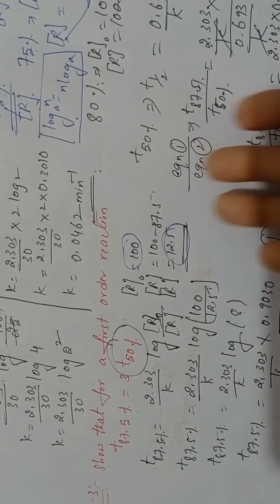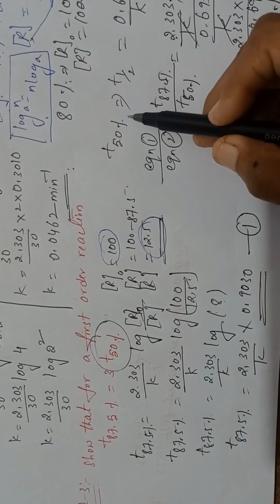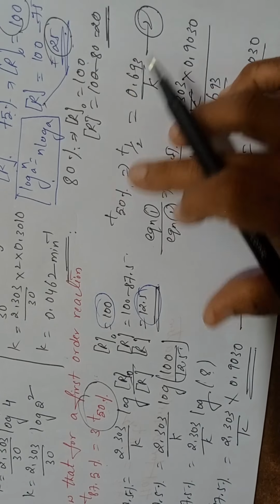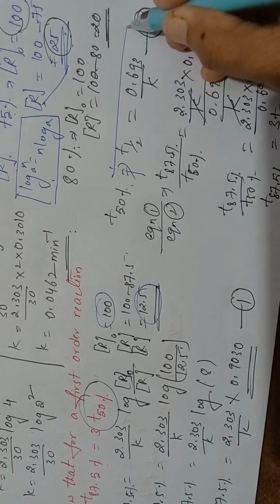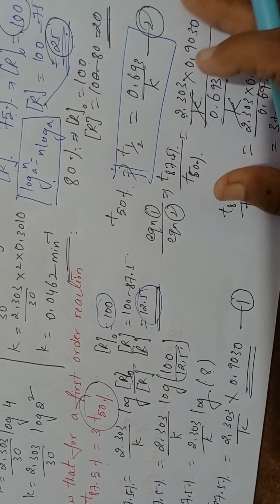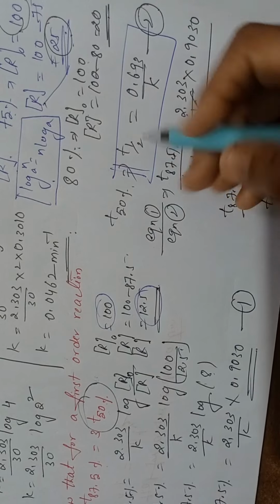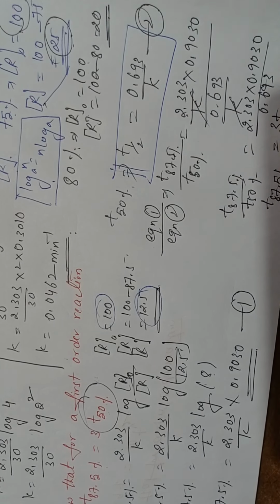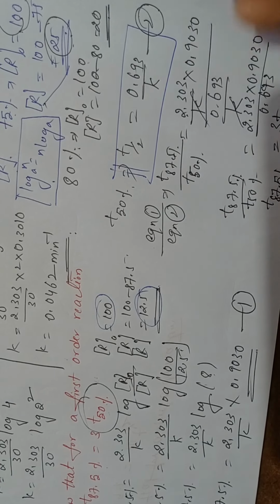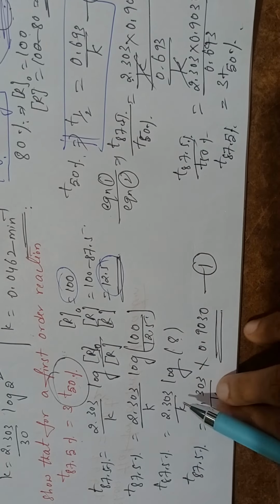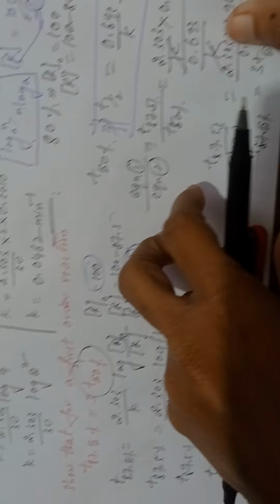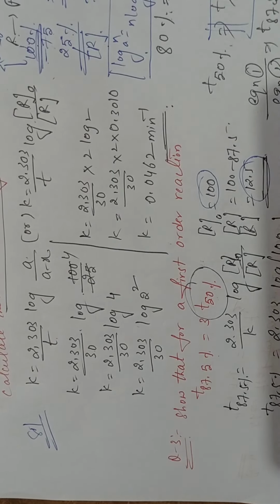Understanding? Show that for your first order reaction. So here T 50% directly you have to take this formula. Because we know that T half for first order reaction is 0.693 by K. In the place of T half, if suppose they given any other percentage, then you have to calculate that also based on this. This is a third model, students.